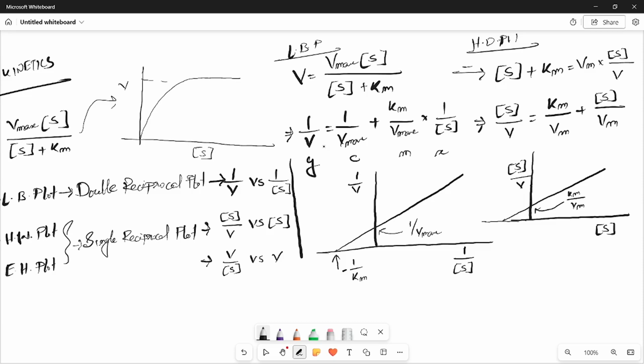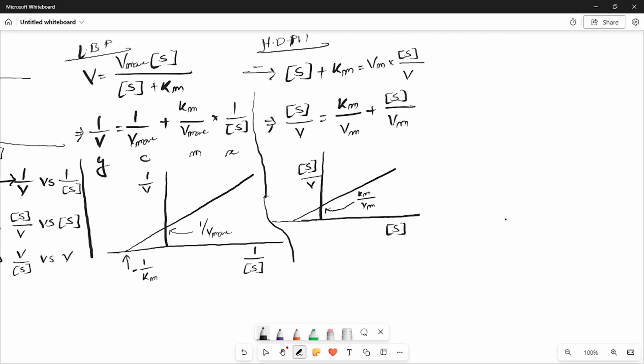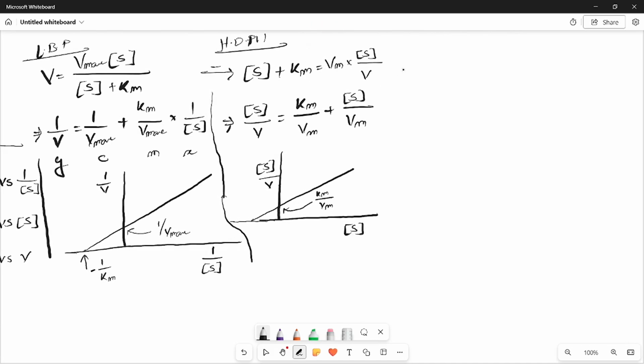Now you can compare this with the double reciprocal plot. The double reciprocal plot is mostly used. These other plots are also applicable, but not majorly used. Majorly it is the Lineweaver-Burk plot that is used. And then the last one, the Eadie-Hofstee plot.